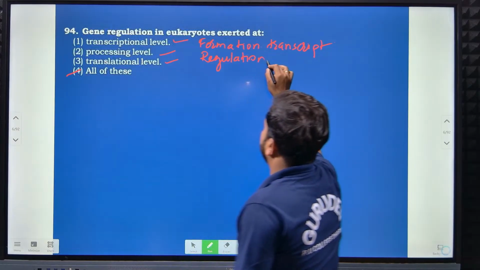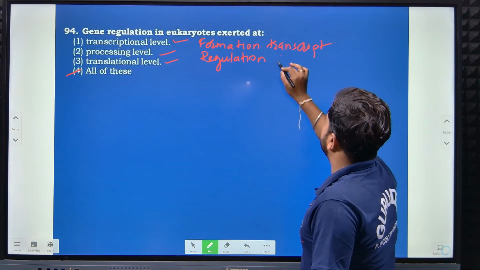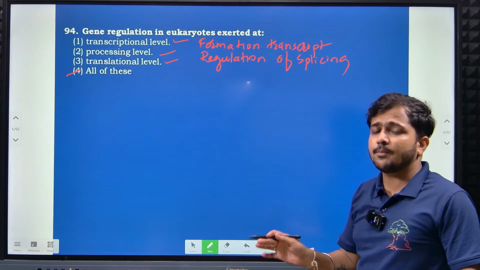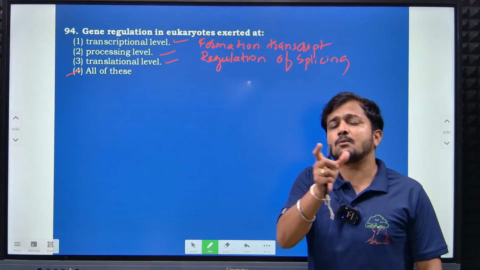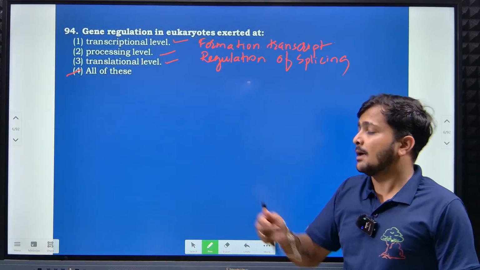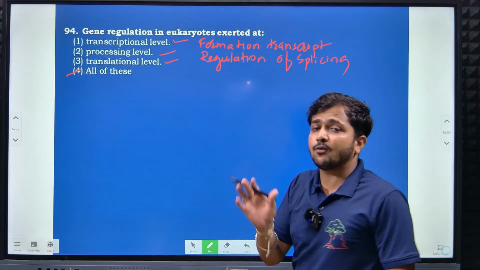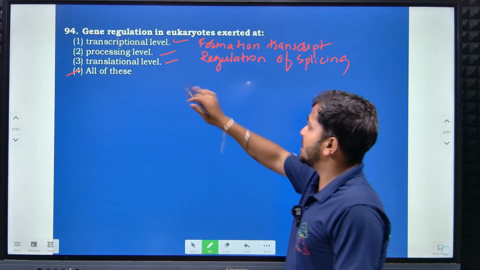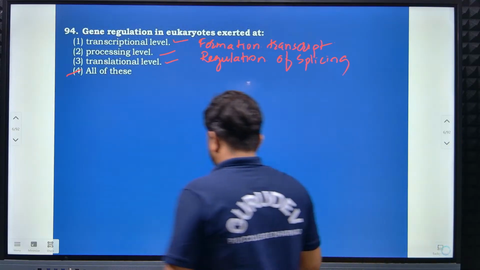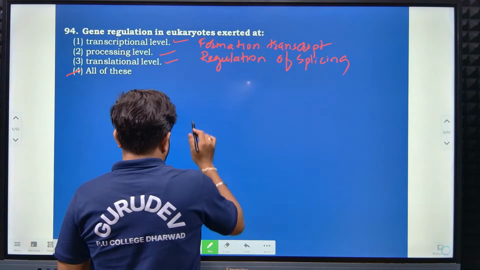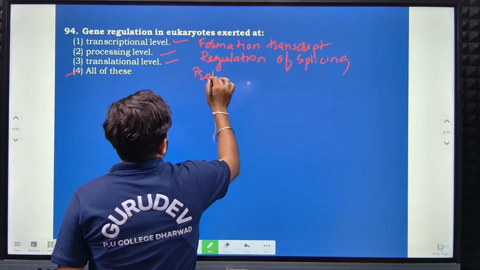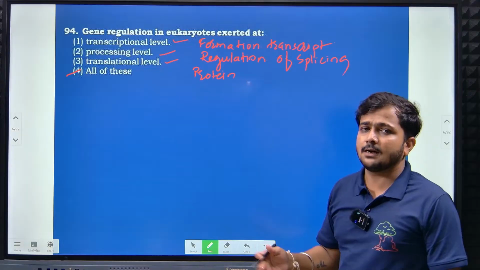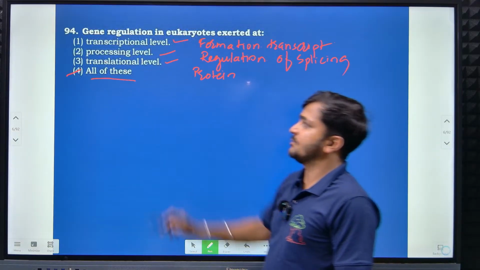Here, at the processing level, what can occur is regulation through the splicing procedure, where exons and introns are removed from each other and the coding sequences, the exons, get joined. Then it will form a functional mRNA. Then it will undergo the translation level. With respect to the translation level, protein formation takes place, right? Whatever information is carried by the mRNA gets expressed. So here one answer is all of this, right?